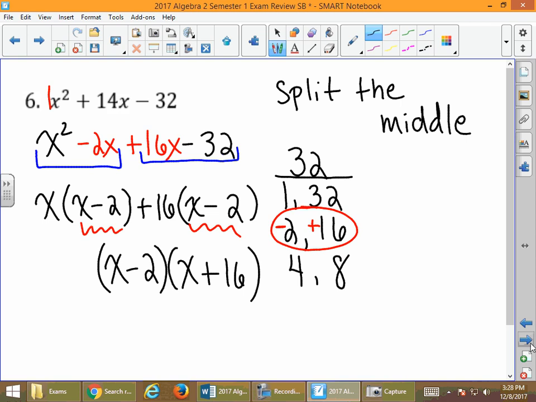By the way, I haven't said it, you can FOIL out these problems, except on problem number 4, but you can FOIL this out and check your work. Do you end up with the problem that we started with here when you FOIL these problems, or do the distributive property, the double distributive property on these two parentheses?